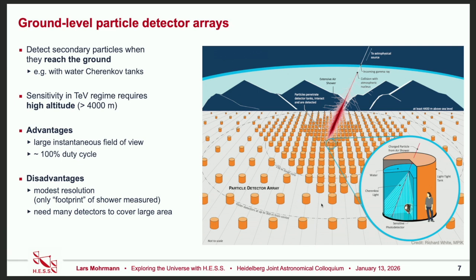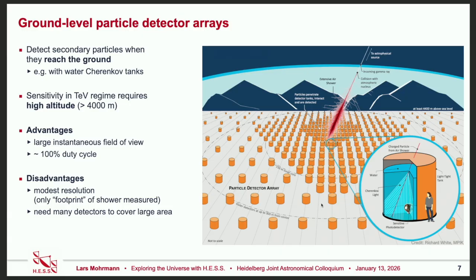So the main advantage of this approach is that you have a very large instantaneous field of view. You basically observe everything that's overhead at any given moment, and you can operate such an array basically 100% of the time. So that's nice, and you can gather lots of statistics on many sources at the same time. The disadvantages are that when you talk about the resolution, how well can you reconstruct the properties of this air shower, it's let's say only modest. That's because you basically only measure the footprint of that shower and not its full development. And to cover a large area, obviously, you need to build quite a lot of detectors.